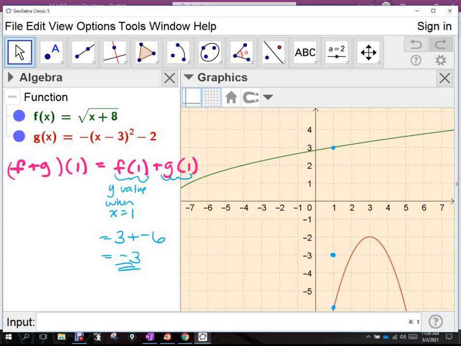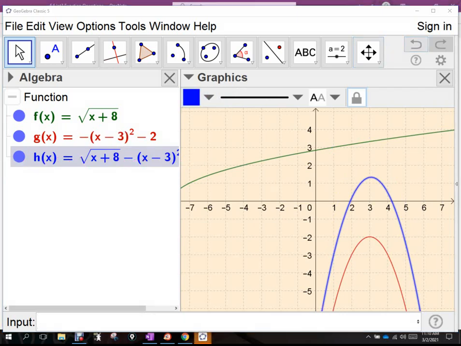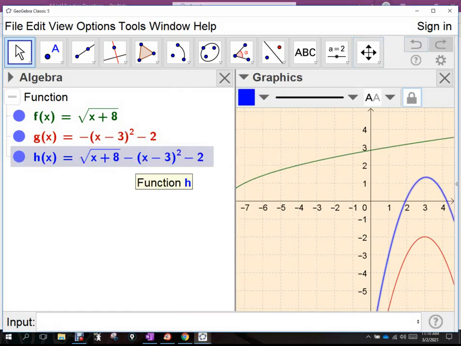is I can take the square root of x plus 8 and add to it, that's f. Now let's add to it negative x, or the opposite of x minus 3 squared minus 2. And that blue curve is the sum of these two, right? Does that make sense? That's all that is. It took the green one, pasted it right there. Okay? Took the red one, pasted it right here.